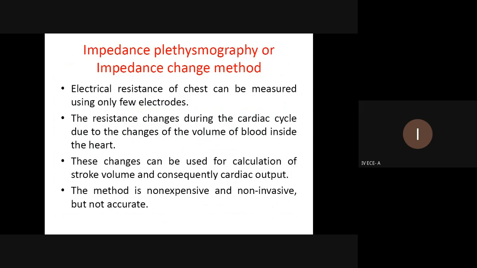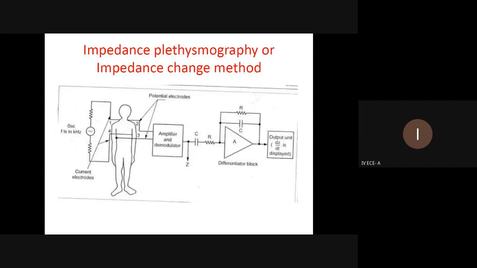Okay, then impedance plethysmography or impedance change method. Electrical resistance of the chest can be measured using only a few electrodes. The resistance changes during the cardiac cycle due to the changes of volume of blood inside the heart. These changes can be used for calculation of stroke volume and consequently cardiac output. The method is inexpensive and non-invasive but not accurate. Okay, so this is the impedance plethysmography or impedance change method.